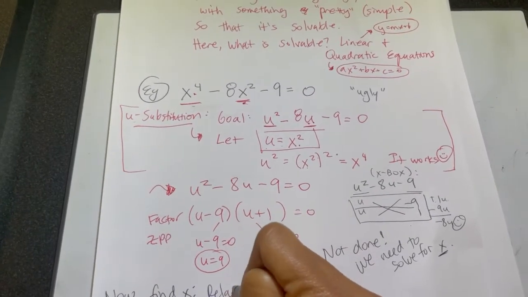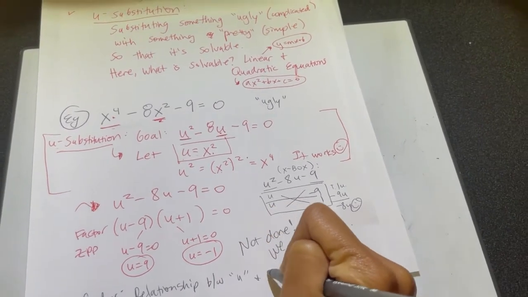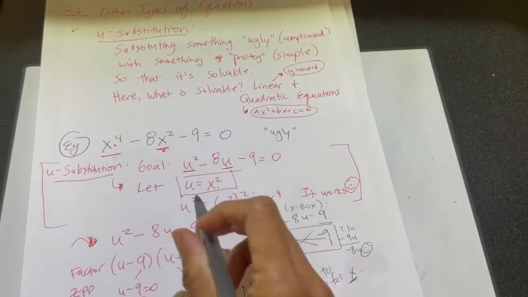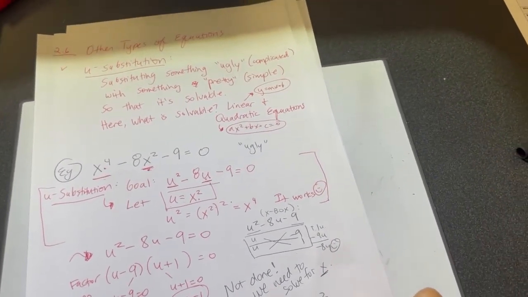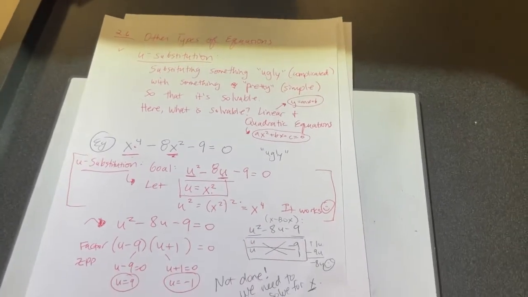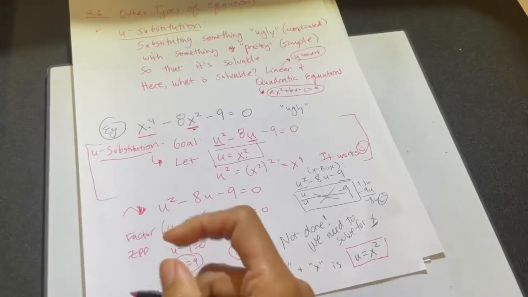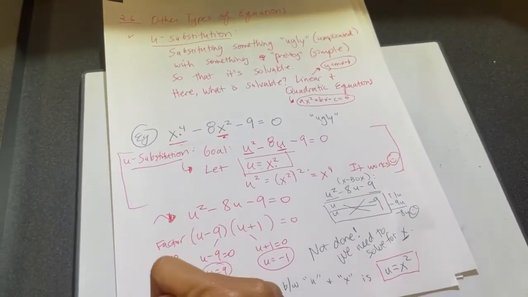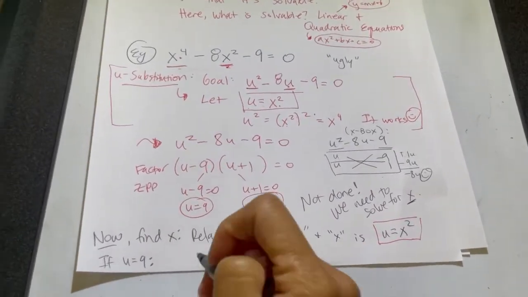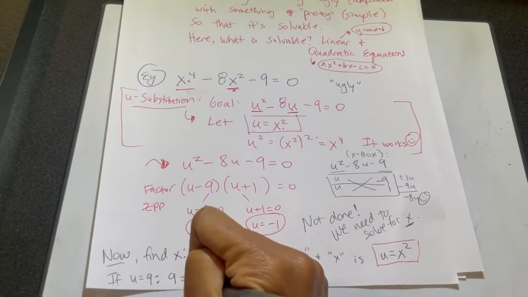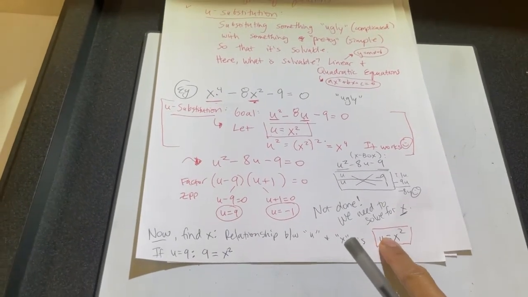So the relationship between u and x is that box right here. u is equal to x squared, right? That box, and that's why I boxed it, so that I could remember what the relationship is. So if u is equal to 9, what's x going to be? 3. Okay. So here, plus or minus, right? So I get 9 is equal to x squared. I plug the 9 in for u. 9 equals x squared.